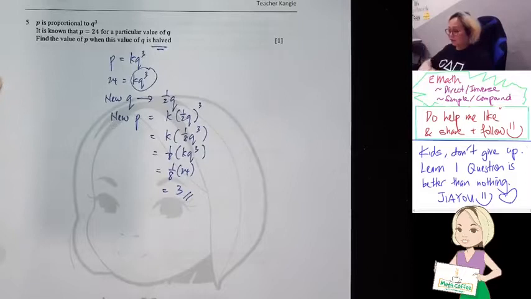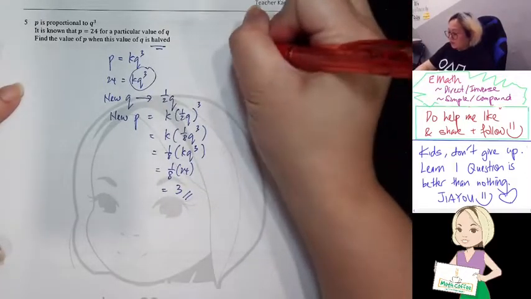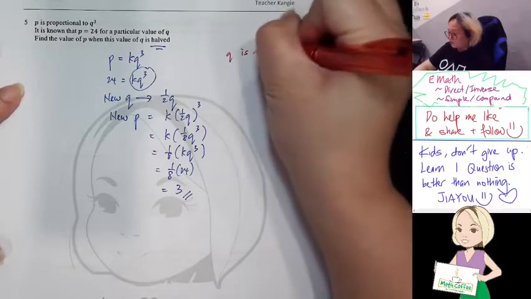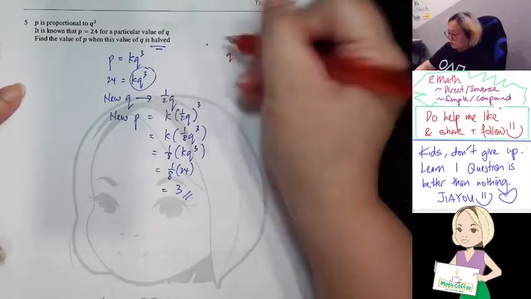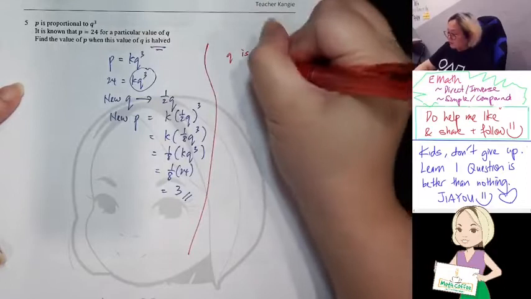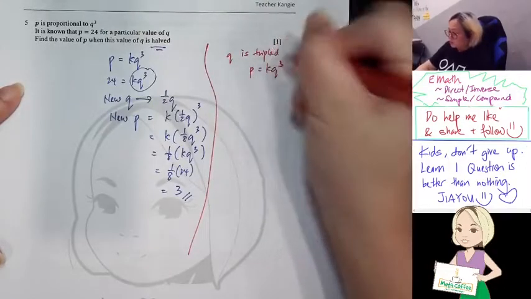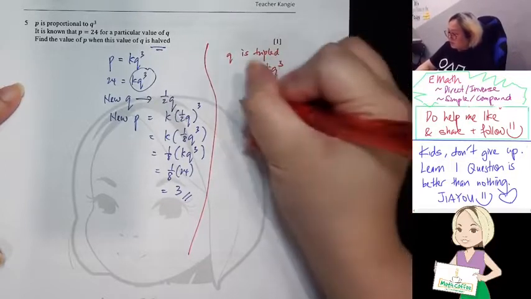Okay, so this is how you do this kind of question. Next, when they say tripled, what if my Q is tripled? I'm going to put a line here to know that this is not the same as this. Same thing, my P is equal to KQ cubed, so my 24 is equal to KQ cubed. Then after that, find my new Q.